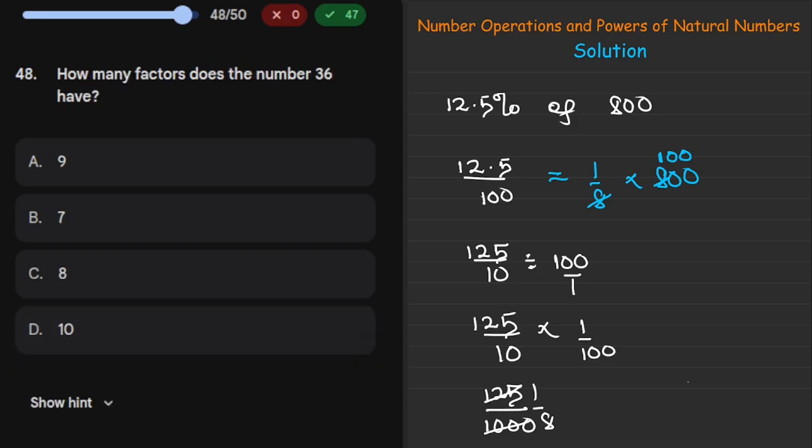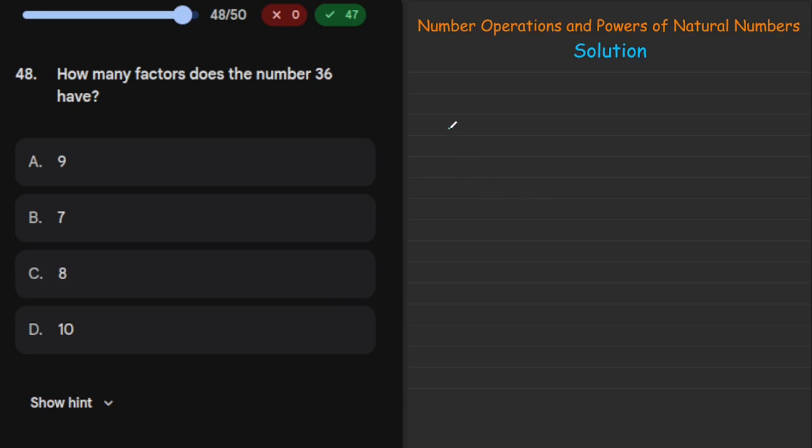Question 48 simply says, how many factors does 36 have? So if you want the factors of 36, we can easily do that by determining the numbers that multiply each other to give us 36. You know 1 times 36 gives us 36. So 1 is a factor, 36 is also a factor. We have 2 times 18, which also gives us 36.